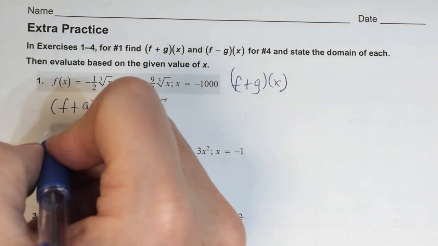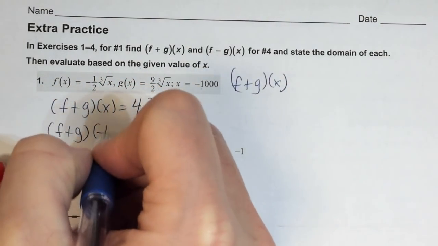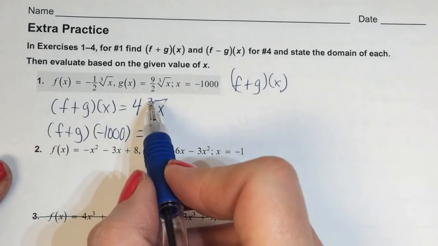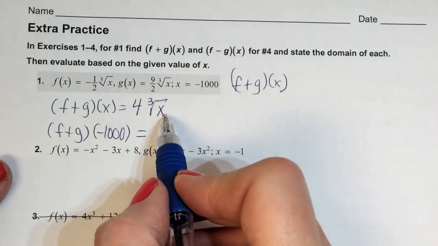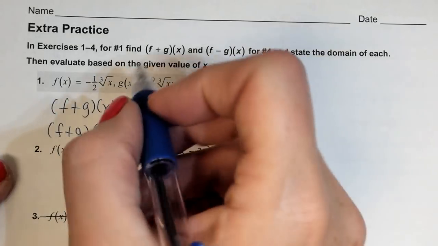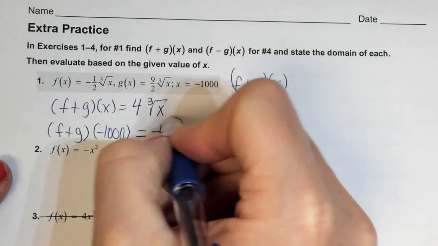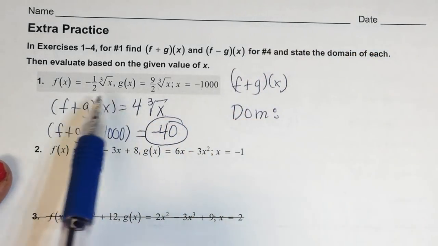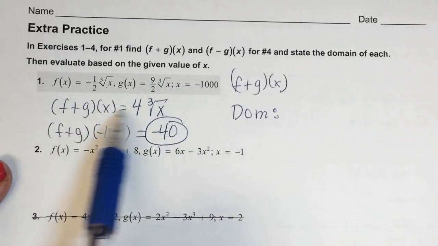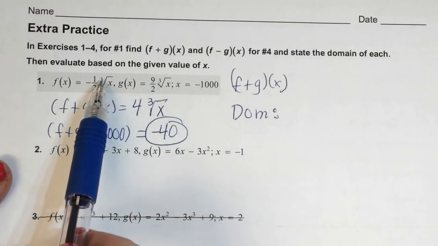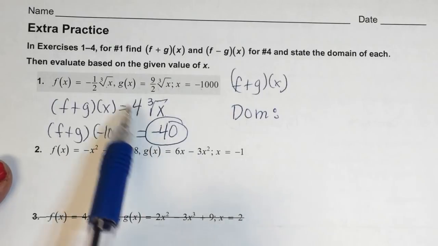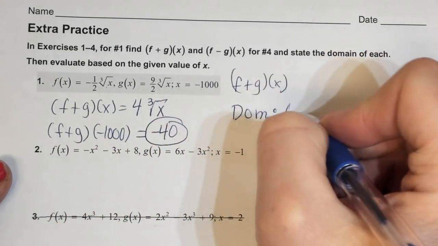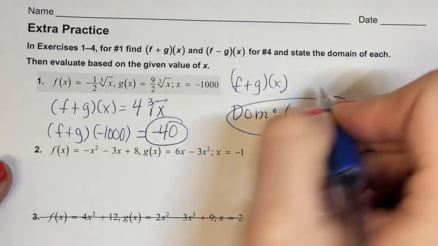Now I'm supposed to plug in negative 1,000 for x. So that means I'm going to do the cube root of negative 1,000. What's that? Times 4, negative 40. I'm also supposed to write the domain. So I look at my original function and my end function. Are there any restrictions for any of those things? Any of these functions? No, because it's cube root. So my domain is just negative infinity to infinity.